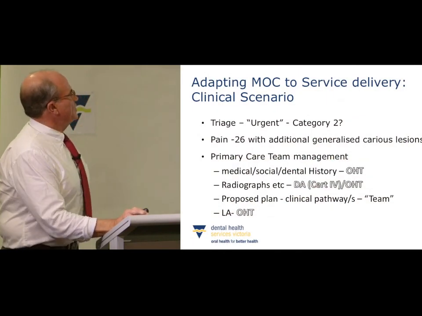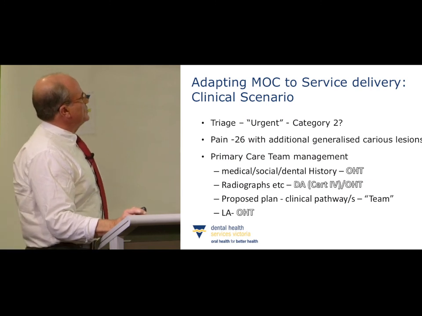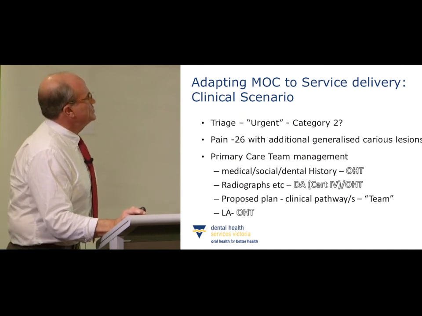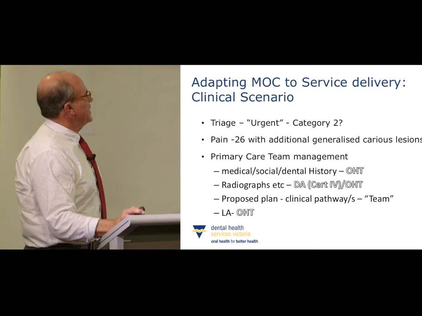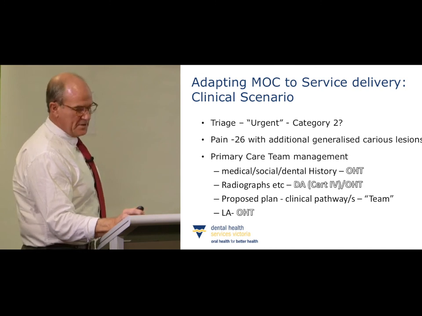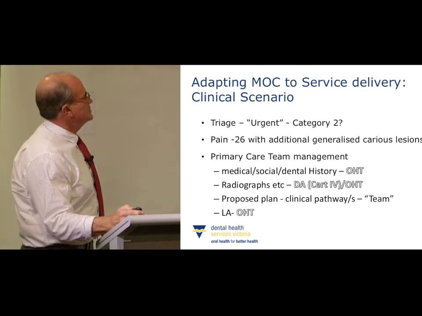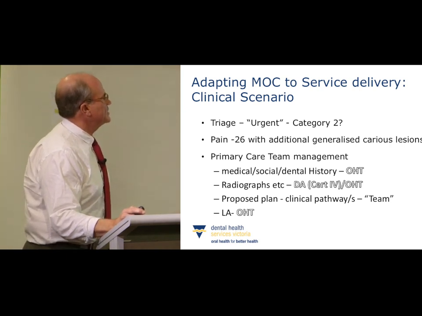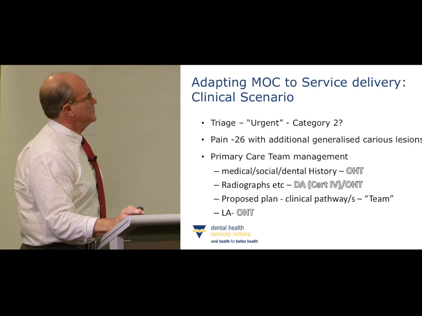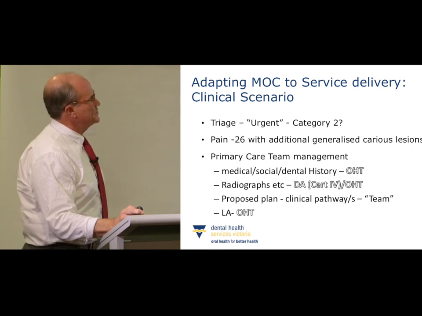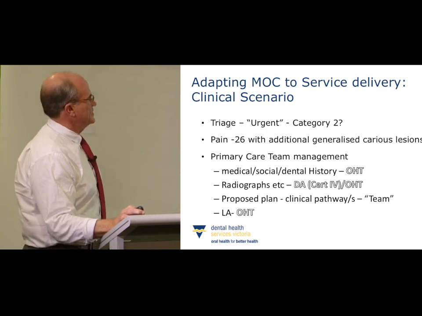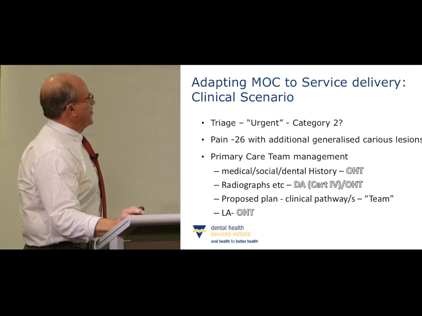So she was categorised in Tasmania, we called it urgent, which was probably a category 2 here in Victoria. She had pain on the 2-6. Going back to that, it doesn't show it there, but she had pain on the 2-6 with additional generalised caries lesions. I'm being understated there, generalised caries, that's like sort of rampant caries.